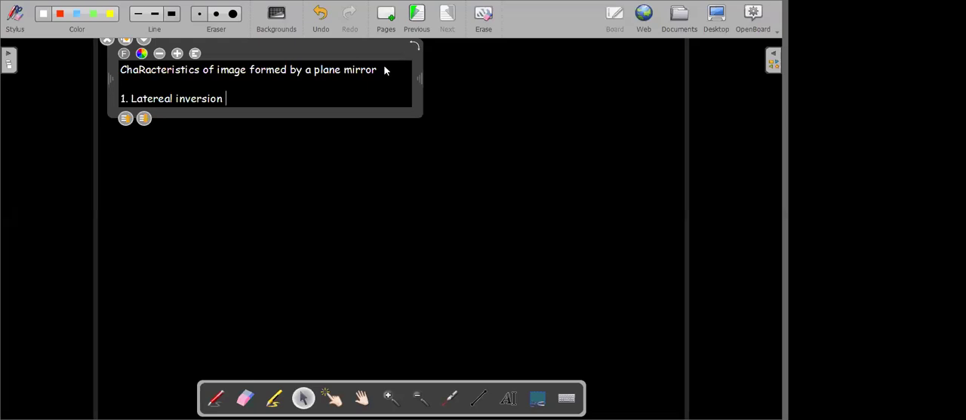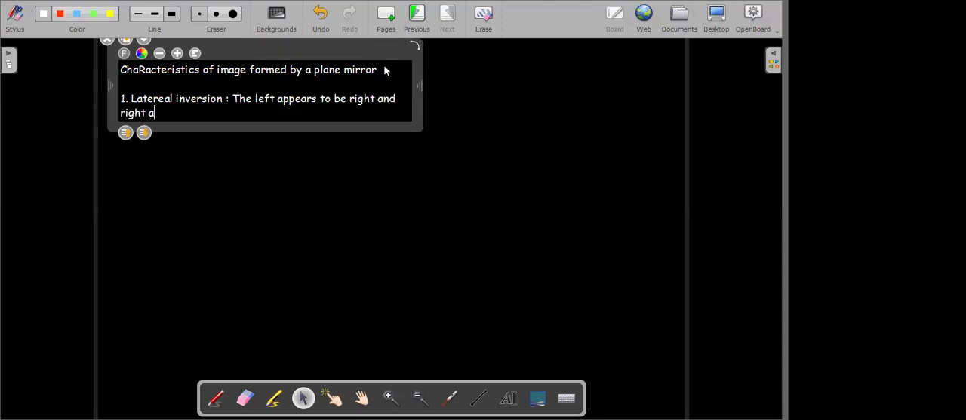So lateral inversion means the left appears to be right. Sir, for example, our left hand appears as right hand in the image like that, right, sir? Okay, yeah. So that's the thing, but you need to understand how it works. Okay? So the left appears to be right and right appears left. This we call the lateral inversion.